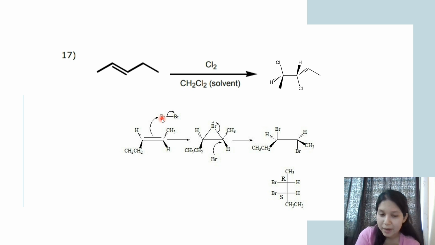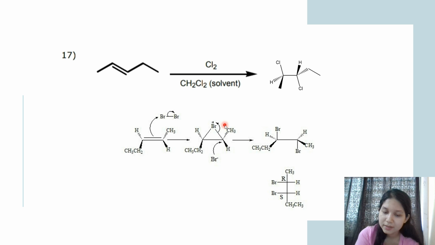The other bromide will get knocked out by breaking the bond of bromine, and you get this bromonium intermediate like we saw in the earlier case. And the bromonium ion, being highly unstable, will be immediately broken down by the bromide anion.